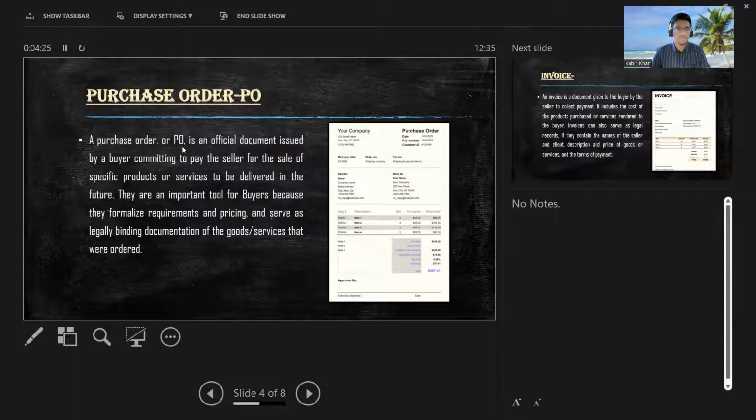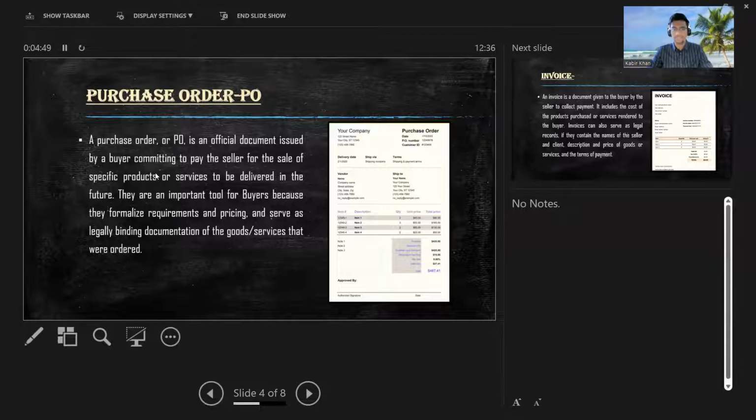A purchase order, or PO, is an official document issued by a buyer committing to pay the seller for the sale of specific products or services to be delivered in the future. They are an important tool for the buyer because they formalize the requirement and pricing and serve as a legally binding document of the goods or services that were ordered.